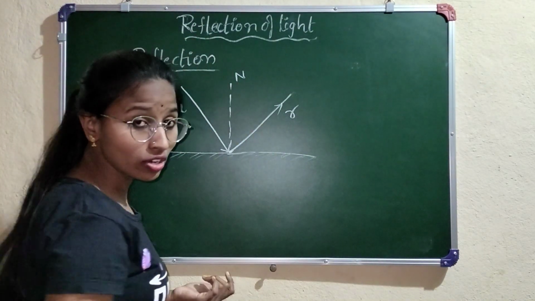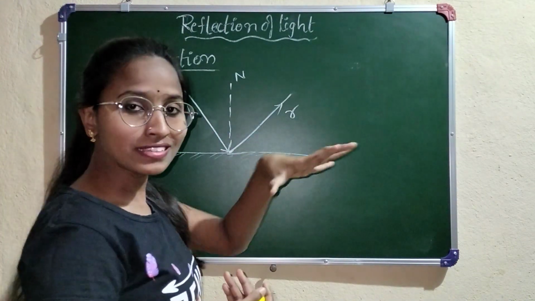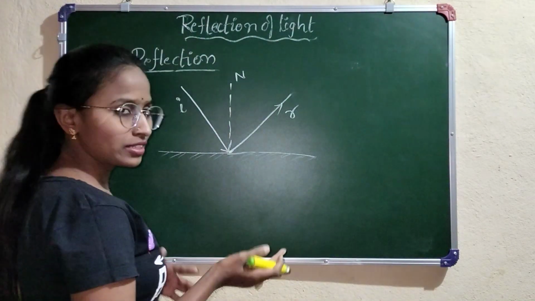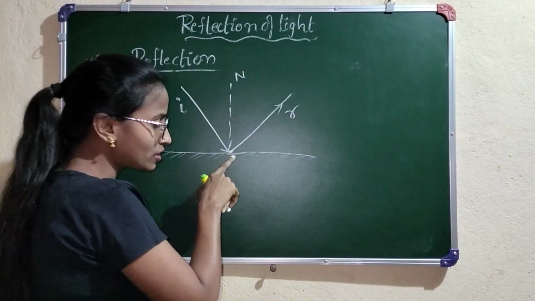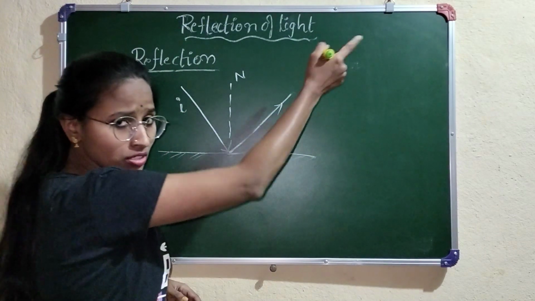Yes, according to the laws of reflection, these three lines should be lying in the same plane. That is the first law of reflection, right? And now, because where the incident ray is incident, from the same point the reflection should take place, right? Not somewhere else, not here, not somewhere.